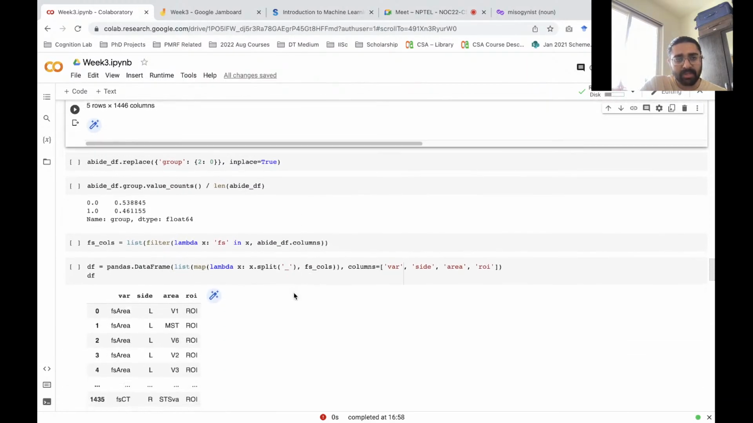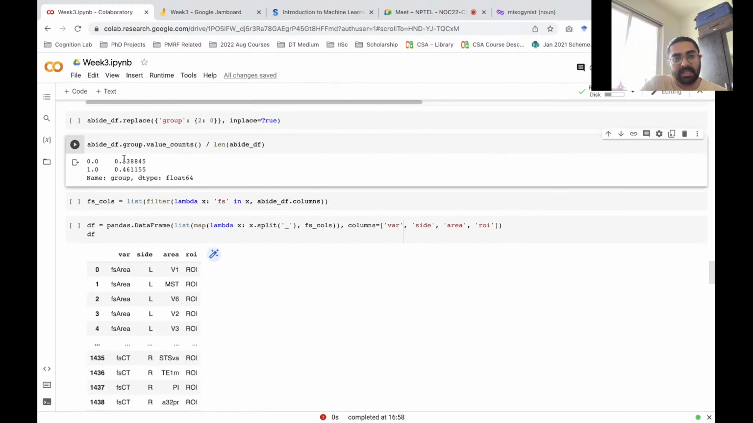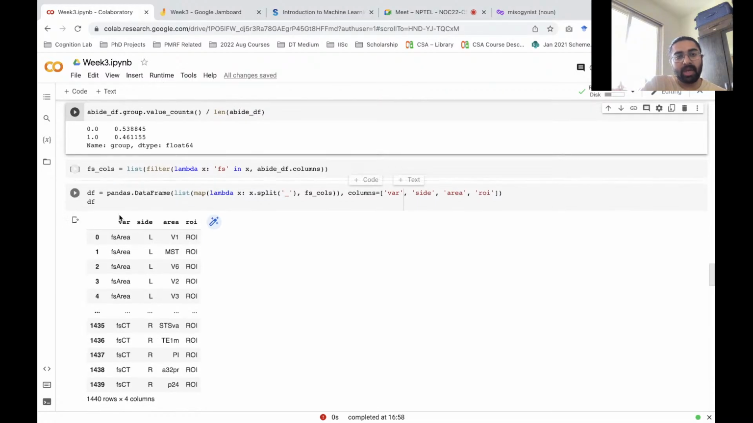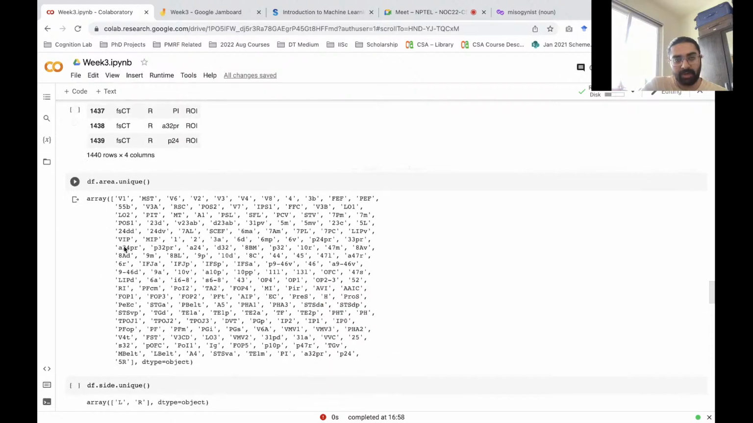So first thing is, you can check how many data points we have for each class. We have two classes, and 53% of the data points belong to the zeroth class, and for class number one we have 46%. So it's a balanced data set, which is a good thing. And then you have the FreeSurfer variables that you get.